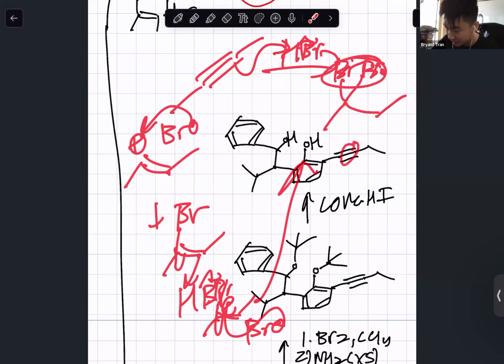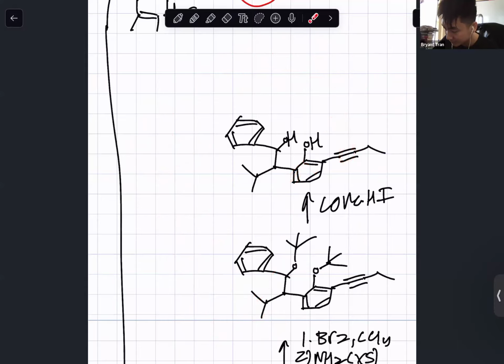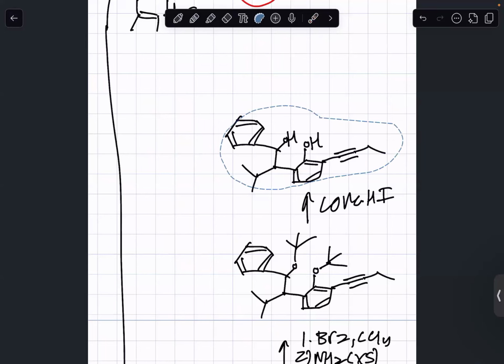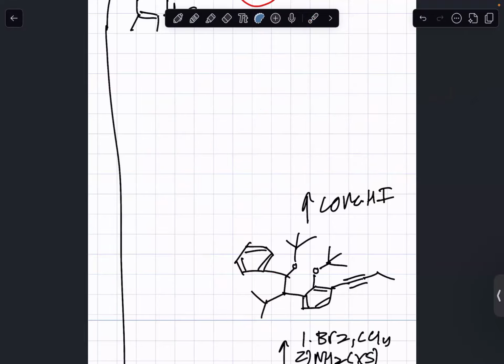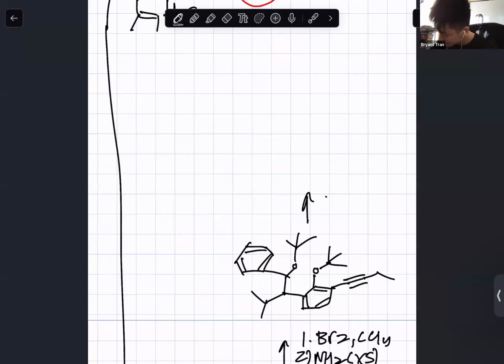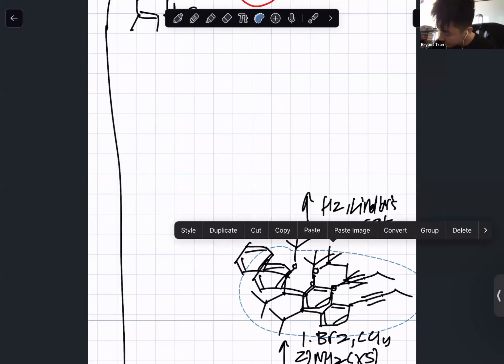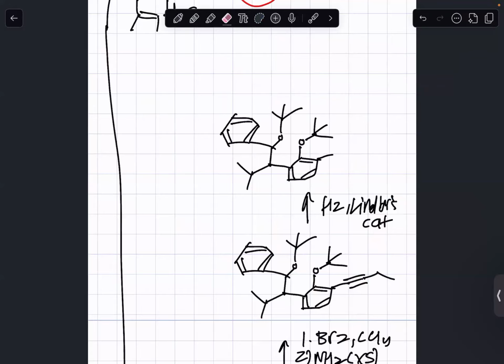So we have to protect this alkyne somehow. The way that we can protect this alkyne here is, let's make it into a cis alkene with H2 and Lindlar's catalyst. H2 with Lindlar's catalyst makes the alkyne into a cis alkene.